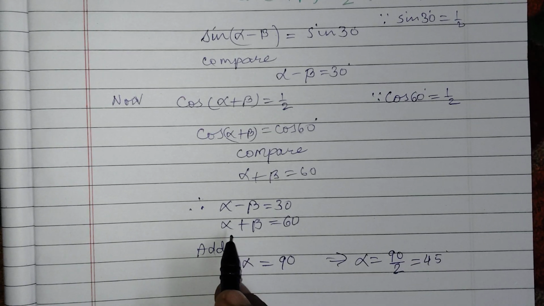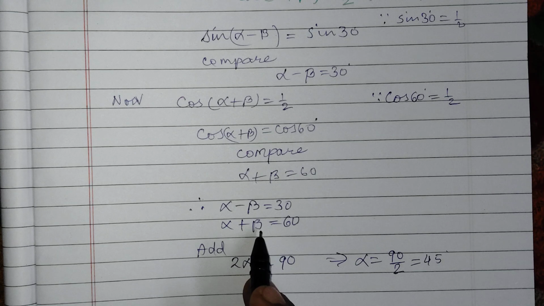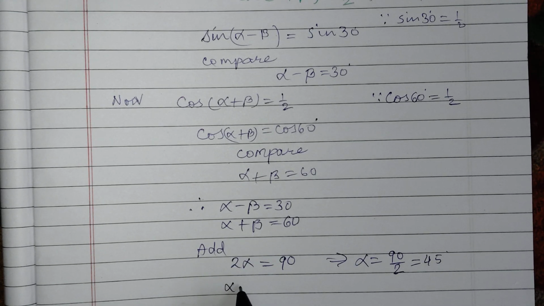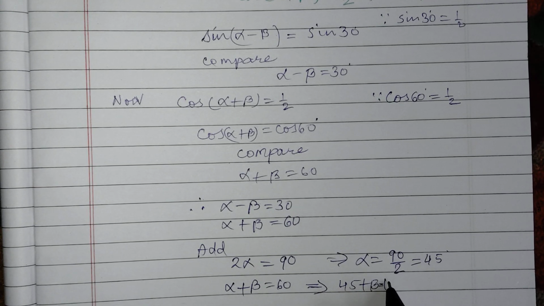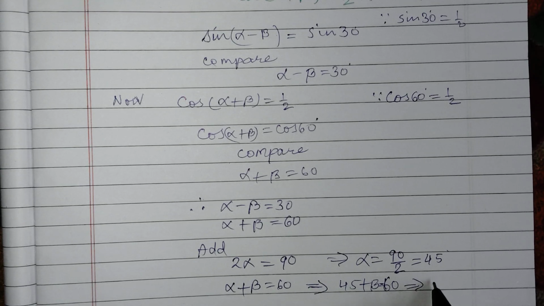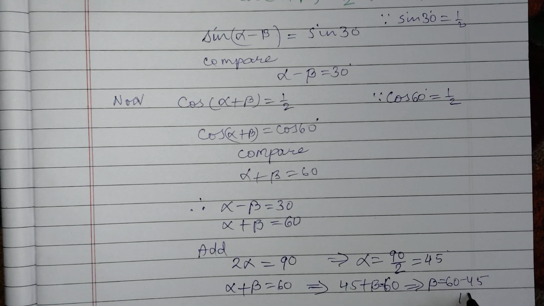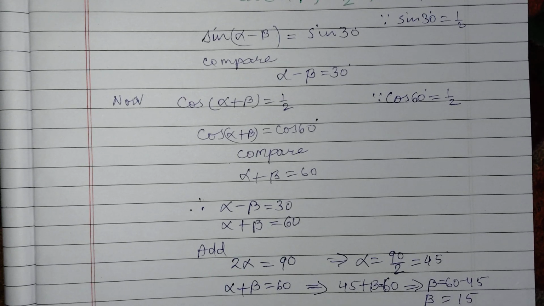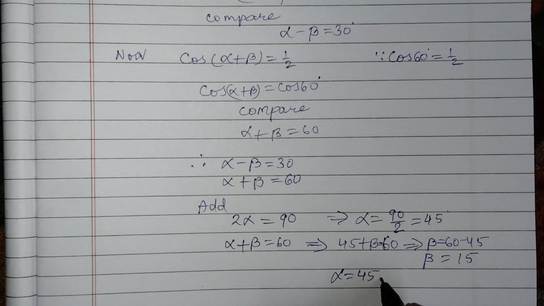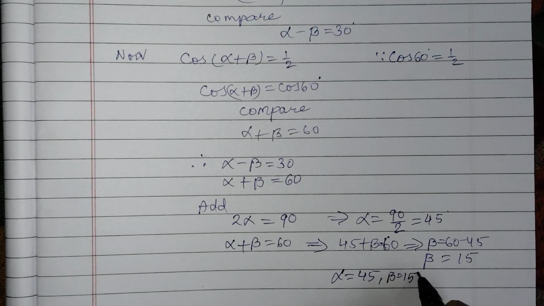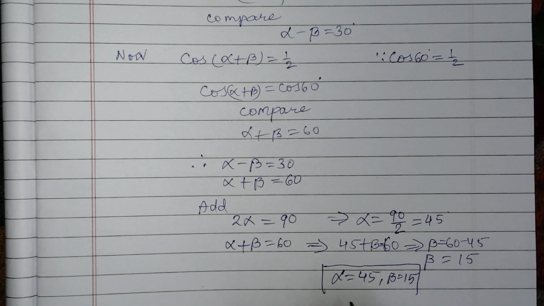After getting alpha as 45, we use the equation alpha plus beta equal to 60 degrees. So alpha is 45, and it will give us beta. Beta will be 60 minus 45, that is 15 degrees. So finally we get alpha and beta. Alpha is 45, beta is 15. This is the final answer.